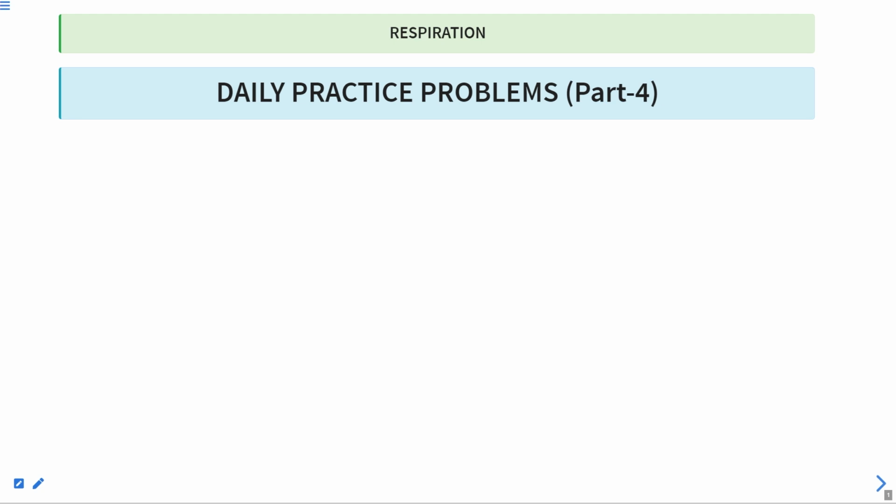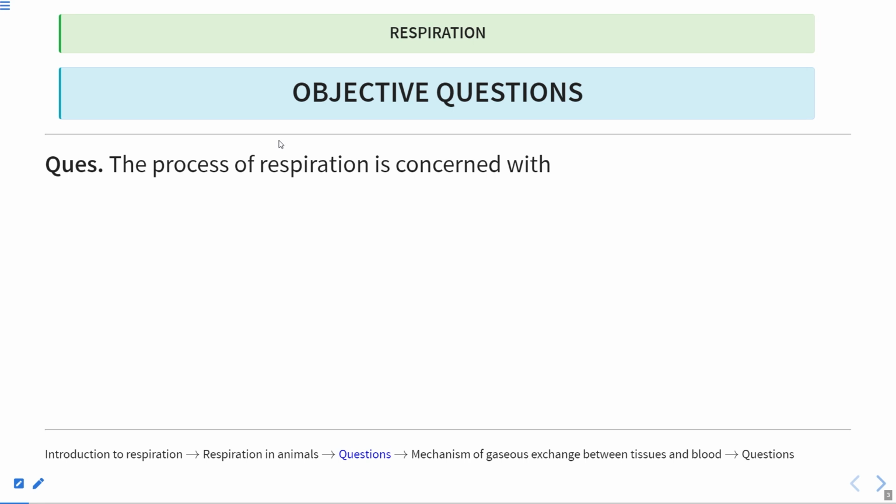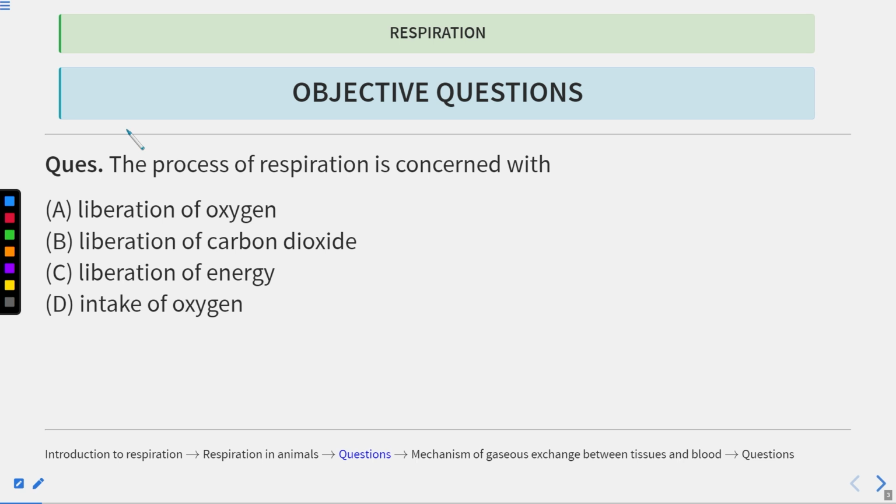So we'll be solving some of the objective type questions in this session. These are the MCQs related to the topic respiration, and we have studied all these topics in the previous lectures. Let's start with the first question. The process of respiration is concerned with: option A, liberation of oxygen; B, liberation of carbon dioxide; C, liberation of energy; and D, intake of oxygen.